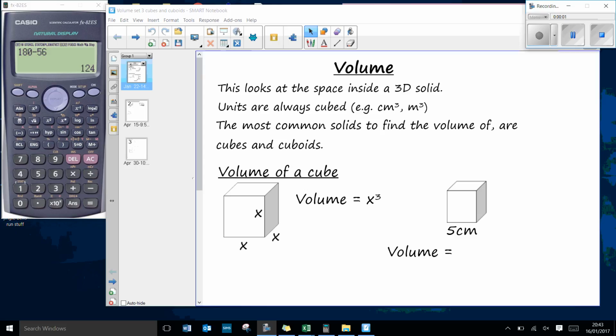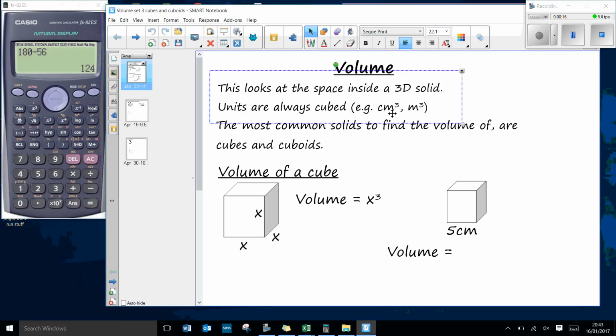Volume looks at the space inside a 3D solid. When we're finding volume, the units that we use are always cubed units, so you'll notice they've got power 3 after them. Please note that this is the unit that is to the power 3, it's not the actual number itself, so it's centimeters cubed, meters cubed, for example. So the most common solids to find the volume of are cubes and cuboids.